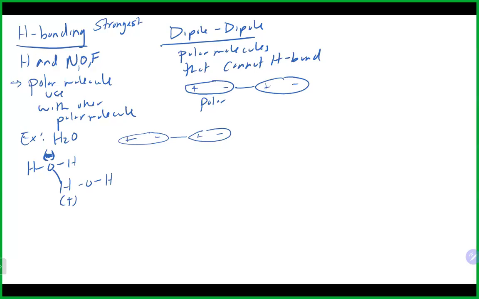So an example, maybe something like this guy here, which would be a polar molecule. It can participate in dipole-dipole interaction, but it cannot participate in hydrogen bonding. Once again, as we talked about last time.